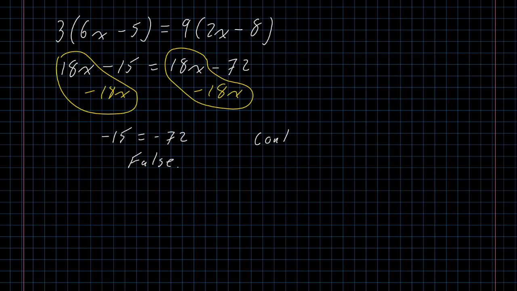This is a contradiction. A contradiction is never true, no matter what values of variables you use, which means that there is no solution.